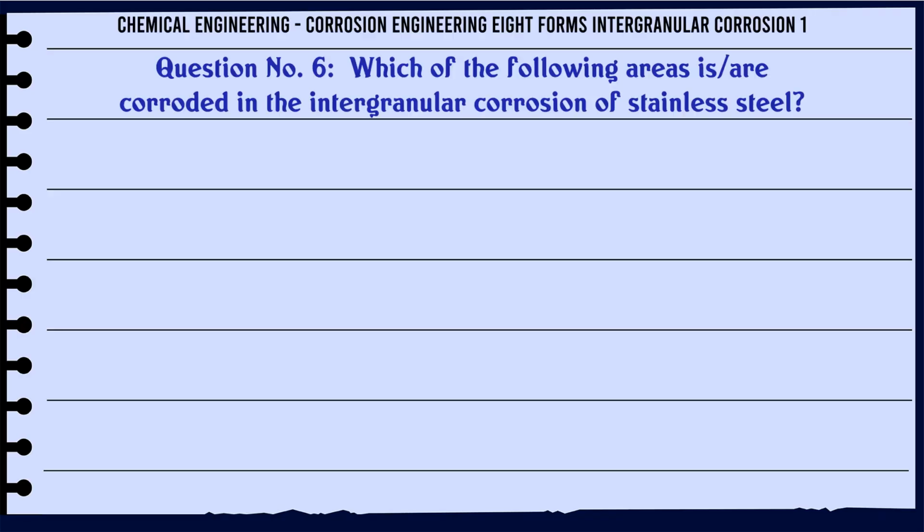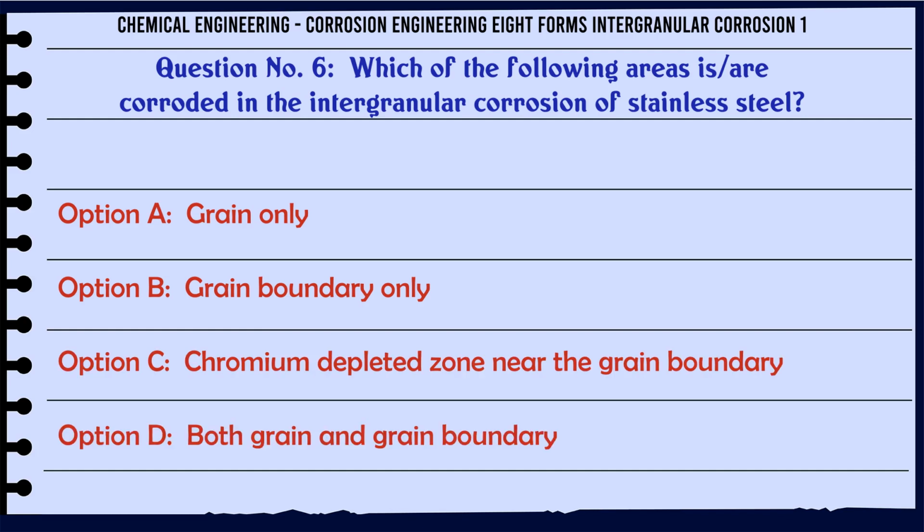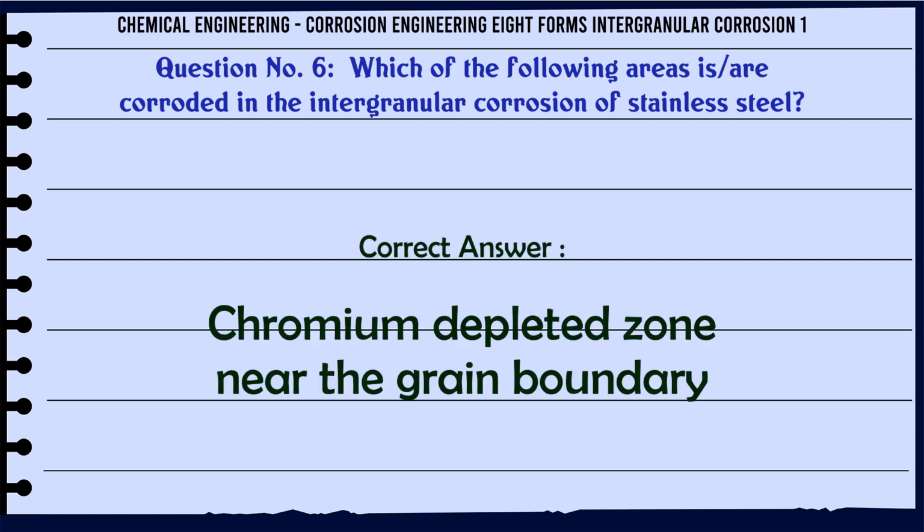Which of the following areas are corroded in the intergranular corrosion of stainless steel? A. Grain only. B. Grain boundary only. C. Chromium depleted zone near the grain boundary. D. Both grain and grain boundary. The correct answer is chromium depleted zone near the grain boundary.